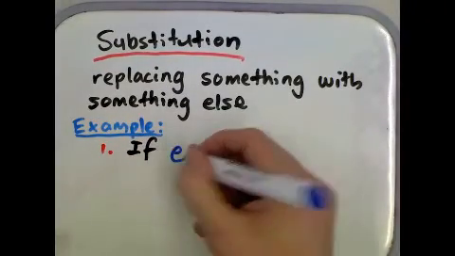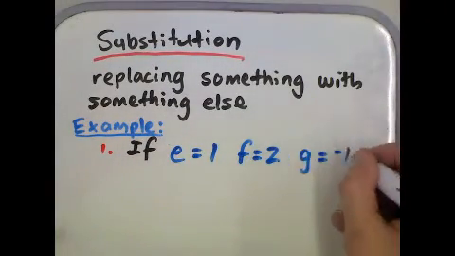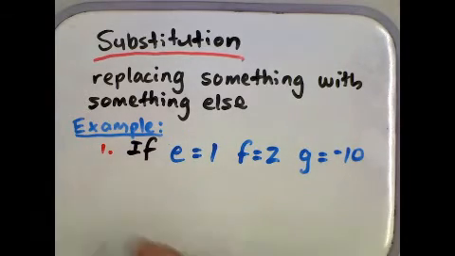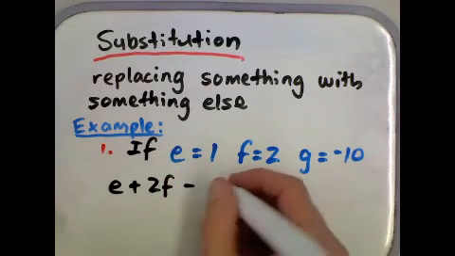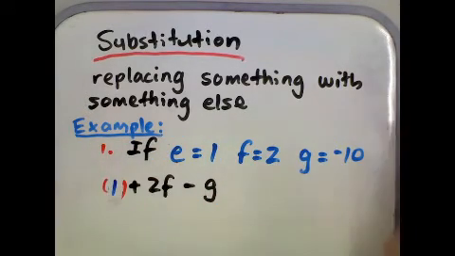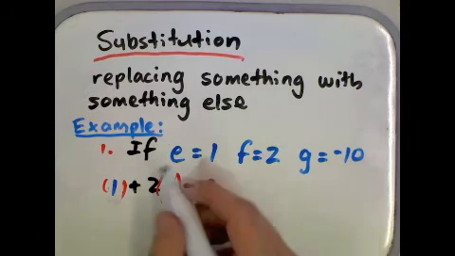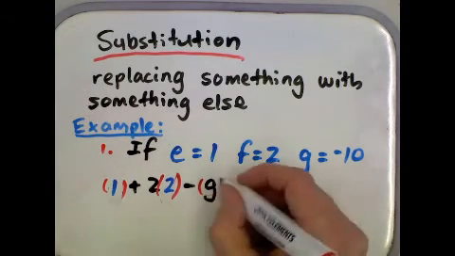Now what happens if we have more than 2 letters? Let's say e equals 1, f equals 2, and g is equal to negative 10. So sometimes we can get as many letters as we want. Let's look at this example: e plus 2f minus g. Replace e with 1. We're going to replace the f with 2, and we're going to replace the g with negative 10.